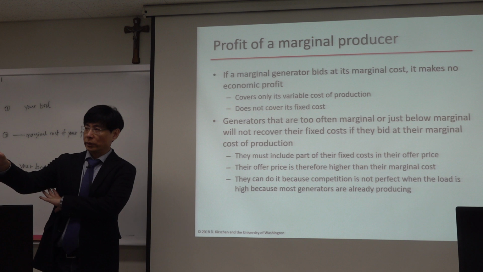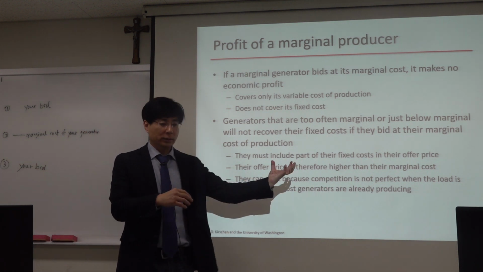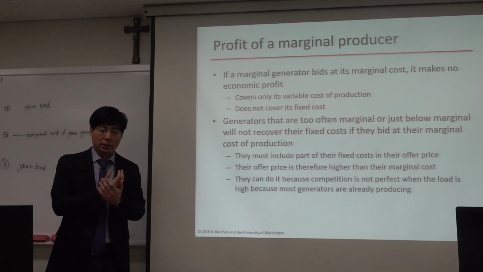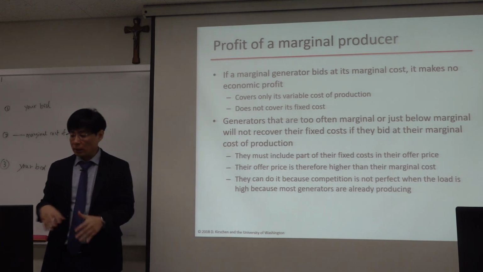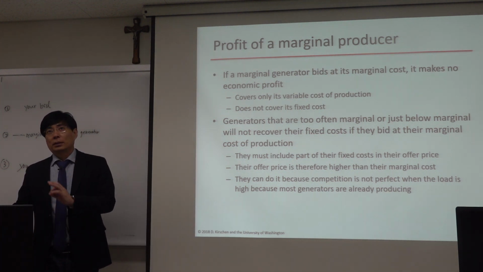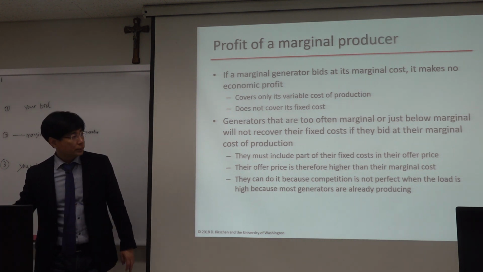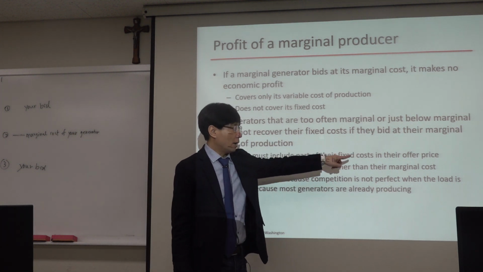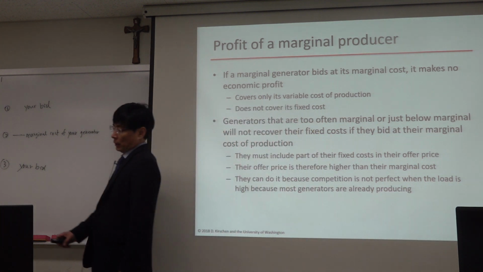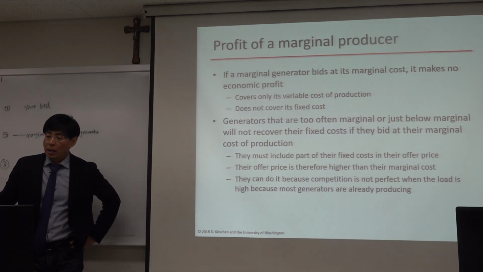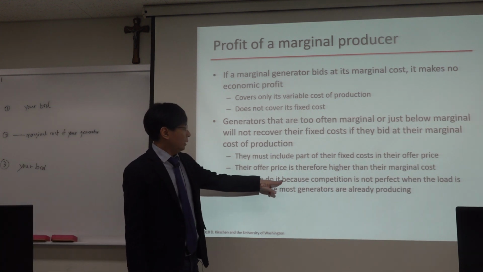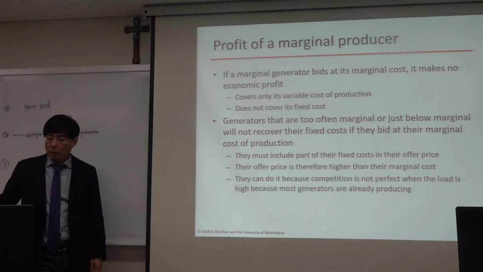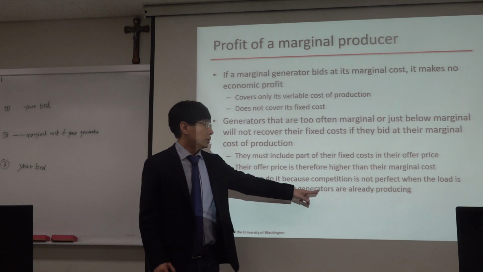Suppose that you are a marginal producer. Even if I get into the market, the sales and costs are the same, so no profit at all. So you cannot compensate your fixed cost. So they may want to bid higher than their marginal cost, especially under imperfect competition. They must include part of their fixed cost in their offer price. Offer price means bidding price, and their offer price is therefore higher than their marginal cost. They can do it because competition is not perfect in reality, especially when the load is high and most generators are already producing.